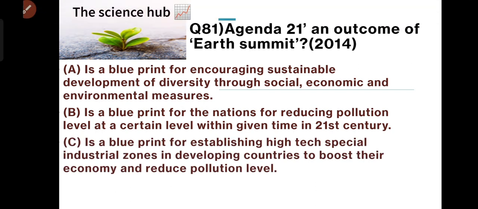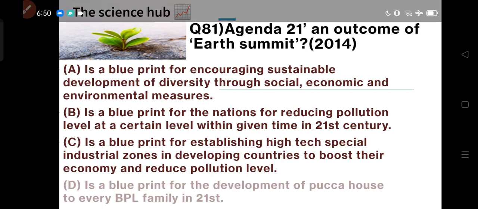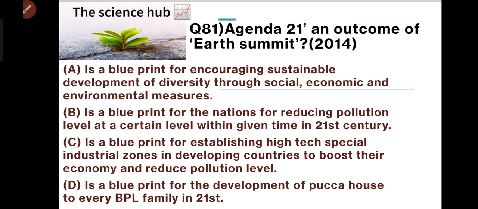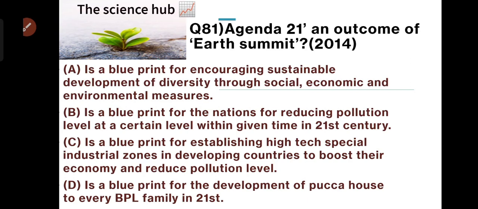Here our third option is a blueprint for establishing high-tech special industrial zones in developing countries to boost their economy and reduce pollution level. Now coming to the fourth option. Here our fourth option is a blueprint for the development of Pakka house to every BPL family in 21st century. So at first let us discuss Agenda 21 and its outcome.